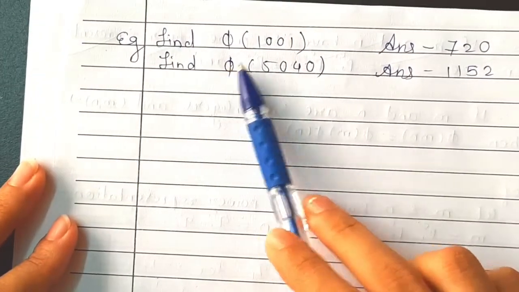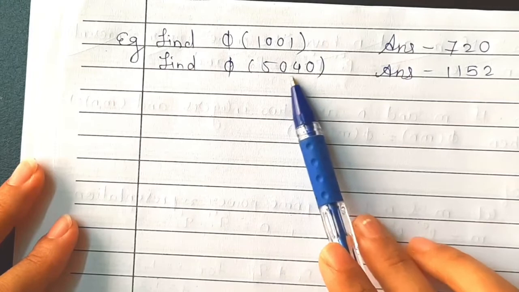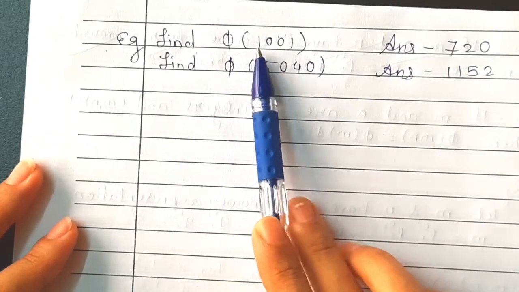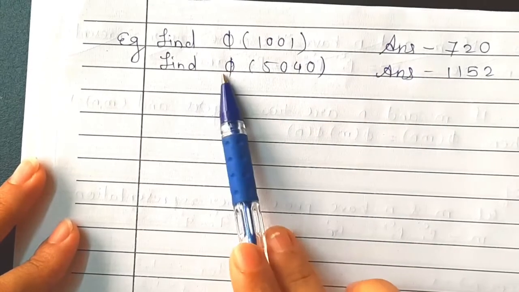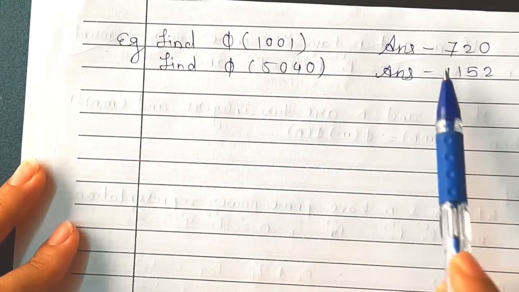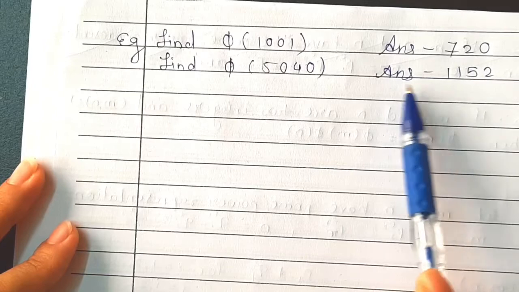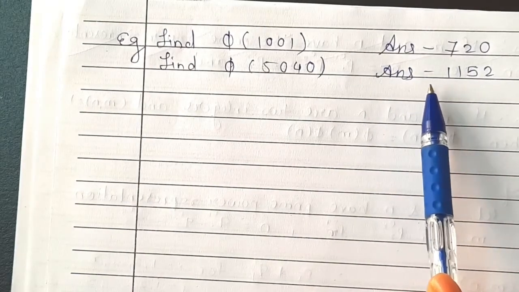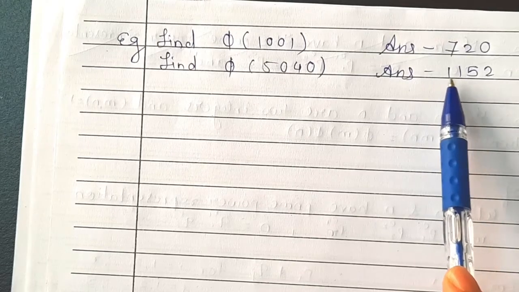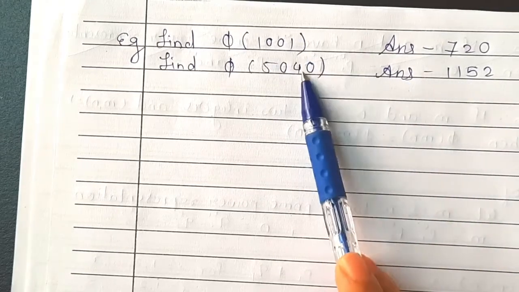So here I have two examples for you to solve, which are phi of 1001 and phi of 5040, and here you have the answers, so you can tally your answer. And if you want the solution, you can follow me on Instagram, where I post the solutions of these two.